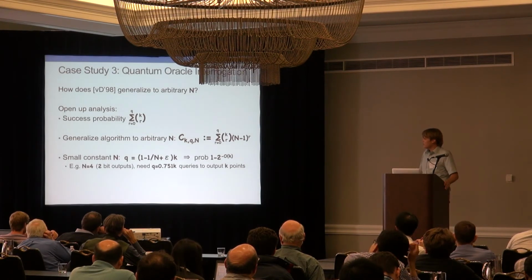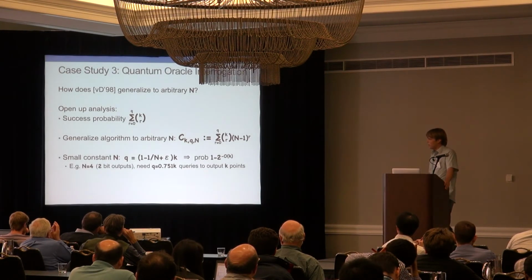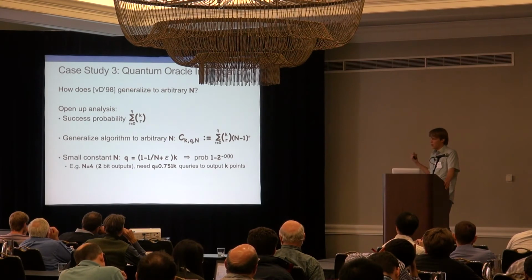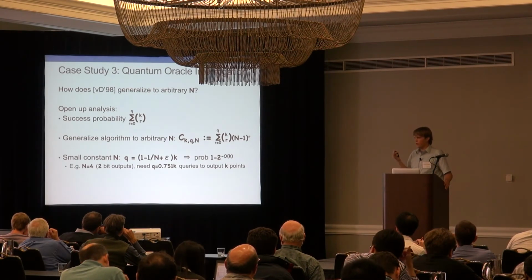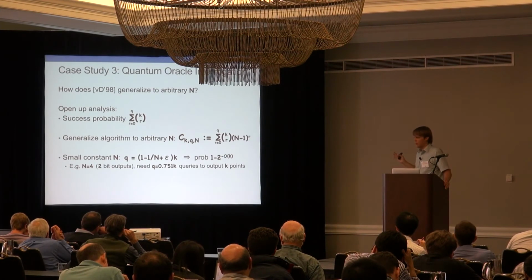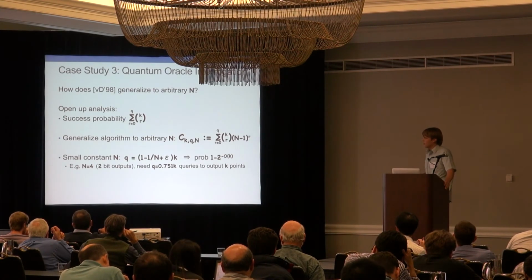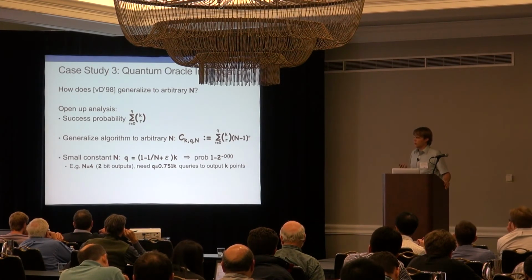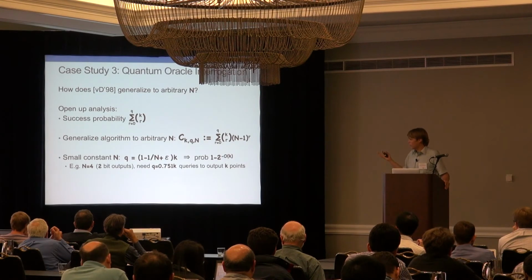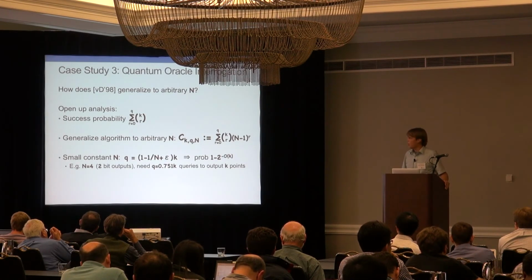Analyzing this, if we set n to be some small constant, it turns out that you can set q, the number of queries, to be some constant fraction of the number of outputs you want, and you can get success probability very close to 1. For example, if n equals 4, which corresponds to a function that just outputs 2 bits, we only need roughly 3/4 k queries to output k points.